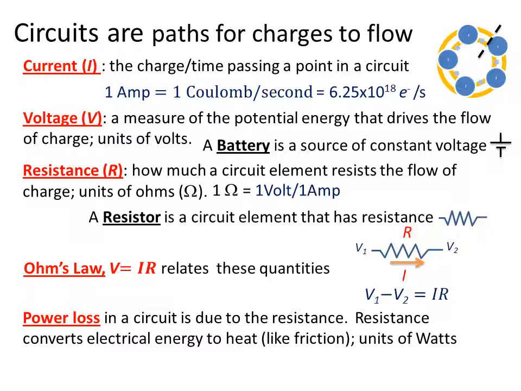The power loss in a circuit is due to the resistance in the circuit. The resistance converts electrical energy to heat, just like friction converts kinetic energy to heat. The units of power loss are watts, and power is given in terms of the current times the voltage, or using Ohm's law, we can rewrite that as current squared times resistance, or voltage squared divided by resistance.